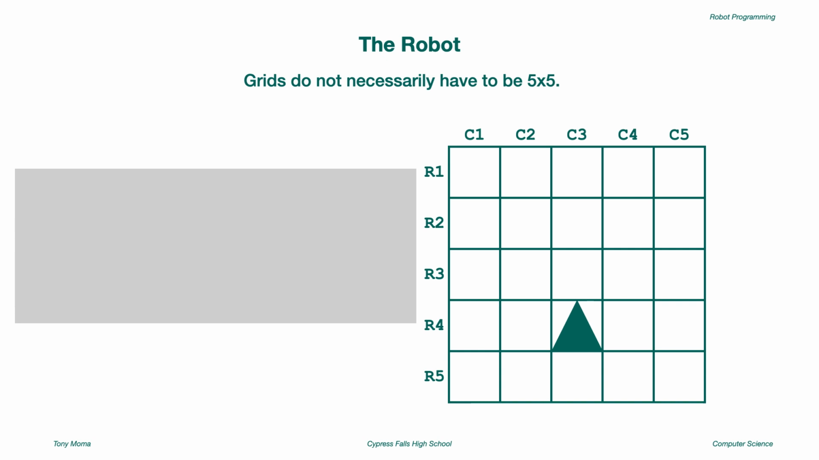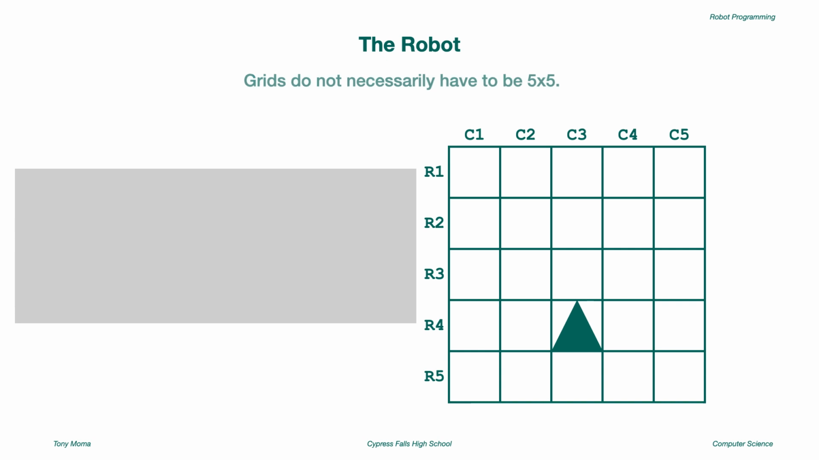With that said, one thing to prepare yourself for is that grids do not necessarily have to be 5 by 5. A 5 by 5 grid is what we use for this video, but grids do not have to be 5 by 5. They can be 3 by 5, 2 by 4, 3 by 3, 10 by 6. There is no specific length or width a grid must have.